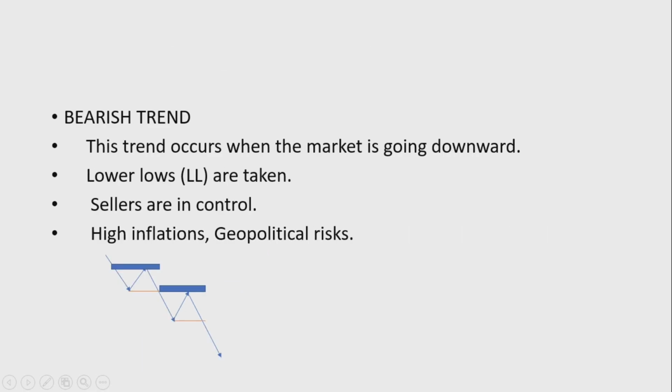In this case, this is the opposite of the bullish trend. The market goes downward. As you see here, the market respects order blocks and fair value gaps in order to go to the downside. So in this case, which one is taken? The lower low. Here, these lower lows are taken. This indicates the market is in a bearish trend, or in the sellers' control. Sellers are in control. So in this case, you will look for sells.